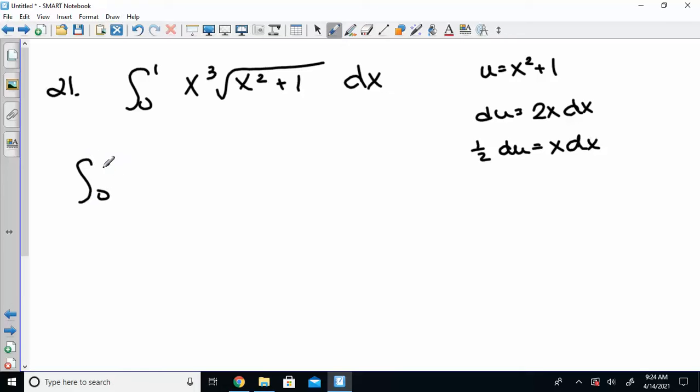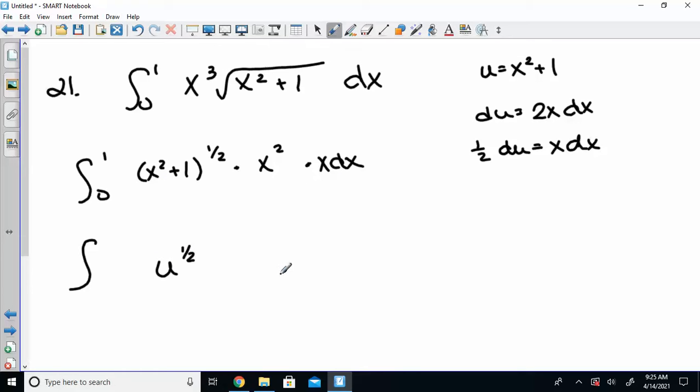Okay, let's take a second and look at this. This one's kind of a little more tricky. My square root is like a 1/2 power. We know that x dx will get replaced with something, but I had x cubed. So I'm going to separate my x cubed into an x squared and an x for a moment. I just rewrote the problem to illustrate what's going on. The x squared plus 1 to the 1/2 would become u to the 1/2. X dx is 1/2 du.